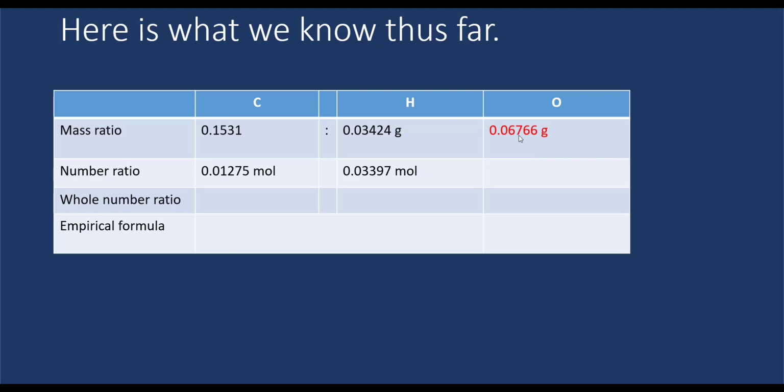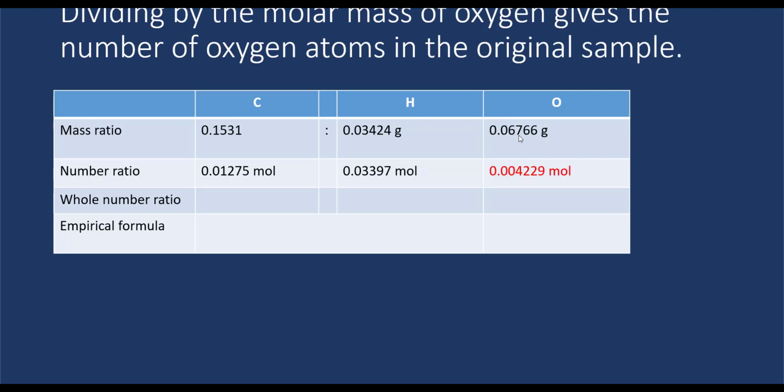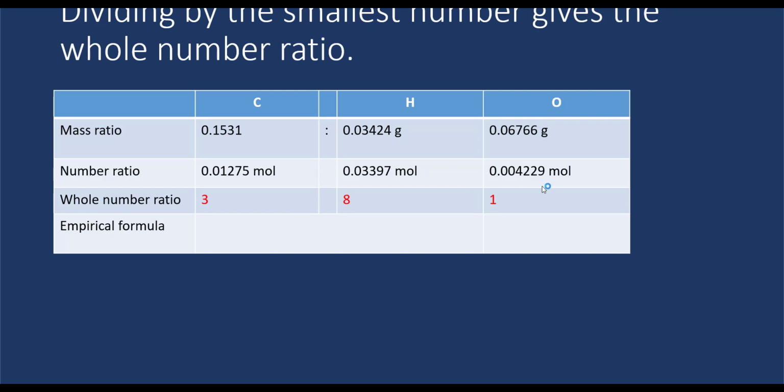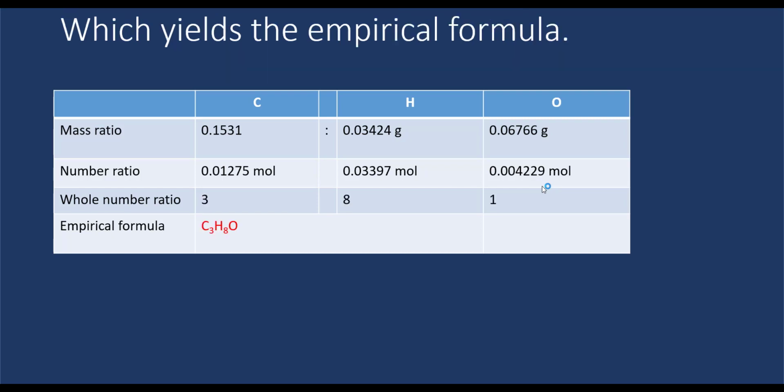What do I do with this? Divide by its molar mass, that is divide by 15.999, and I get the number of oxygens. What do I do with this last step? Find the smallest number of these 3. This is the smallest number, so we're going to divide all of them by 0.004299. Hope to get a whole number ratio. We do 3 to 8 to 1 with a little bit of rounding, and the formula we have is C3H8O.